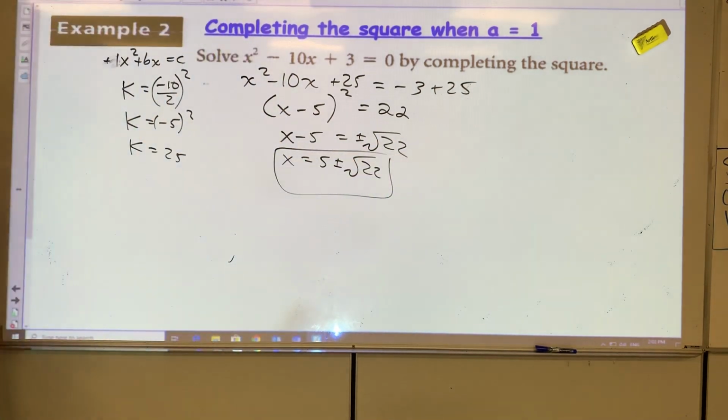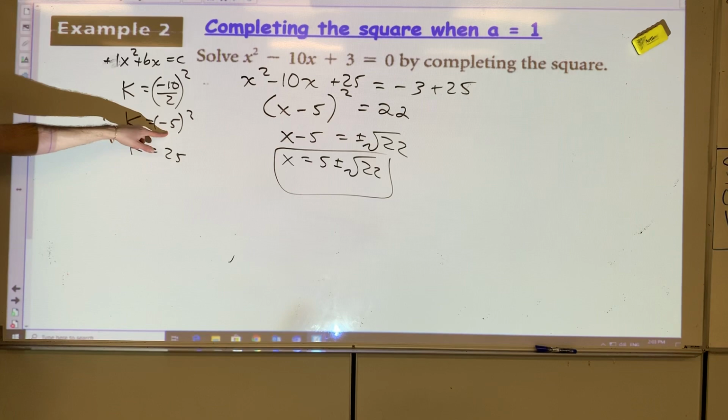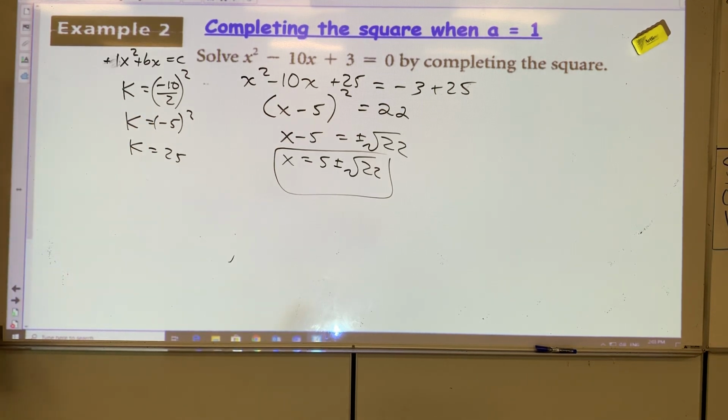So is that the shortcut? Just put the negative of the b value? Not the b value, once you divided it by 2. Yeah, that's a shortcut. Oh yeah, definitely.